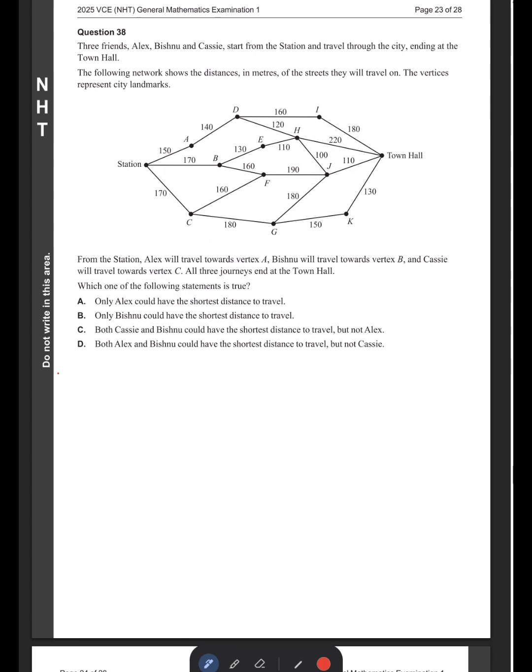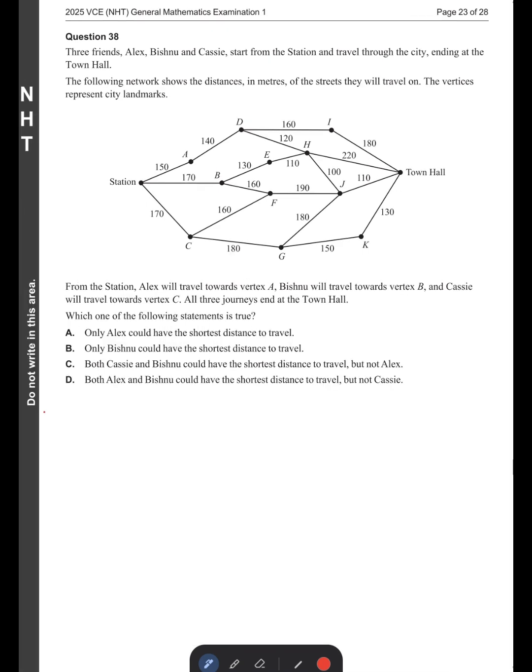3 friends, Alex, Vishnu, and Cassie start at a station and travel through the city, ending at town hall. The following network shows the distances of the streets they will travel. The vertices represent city landmarks. From station, Alex will travel towards vertex A, Vishnu will travel towards vertex B, and Cassie will travel towards vertex C. All 3 journeys end at town hall. Which of the following statements is not true?